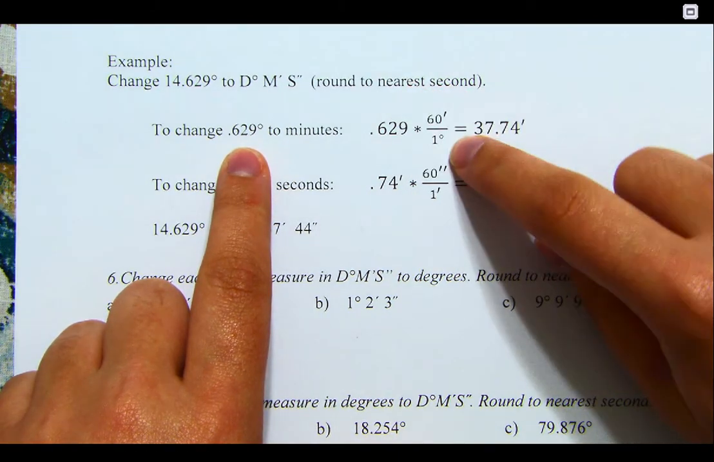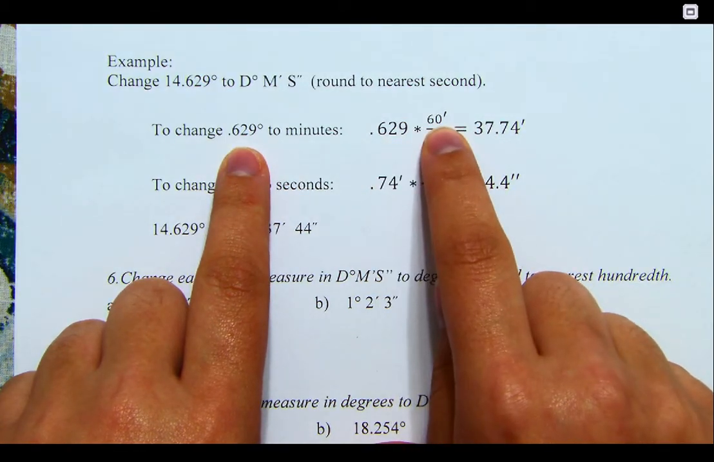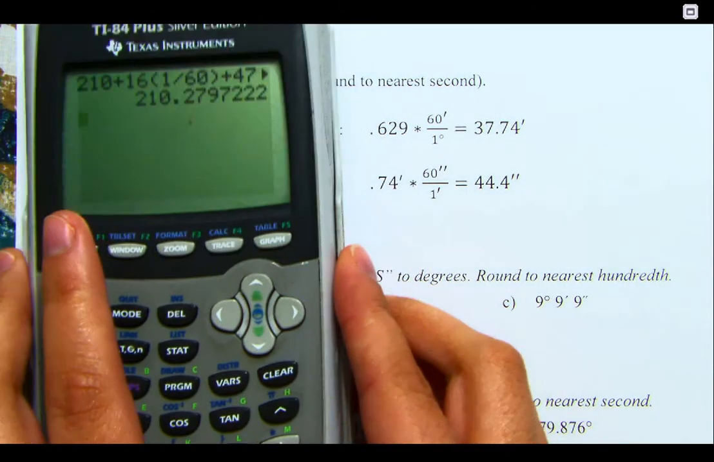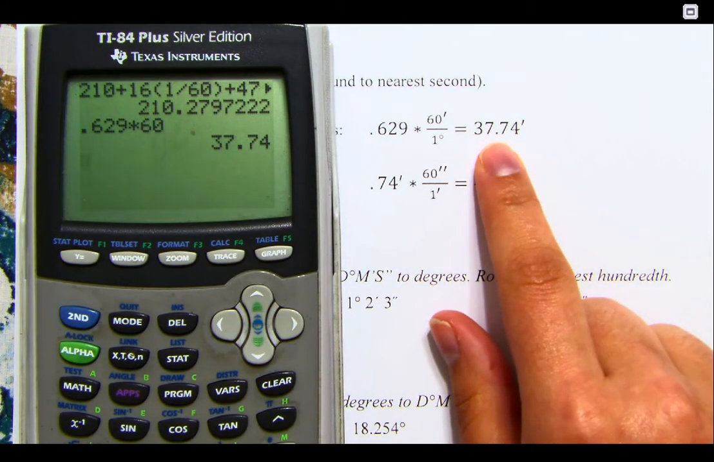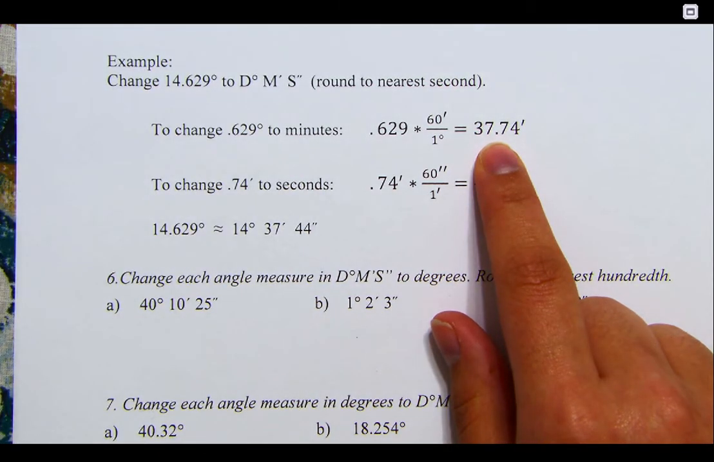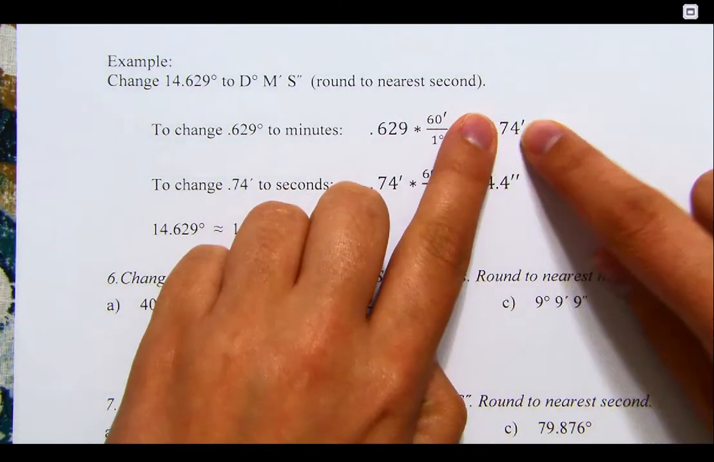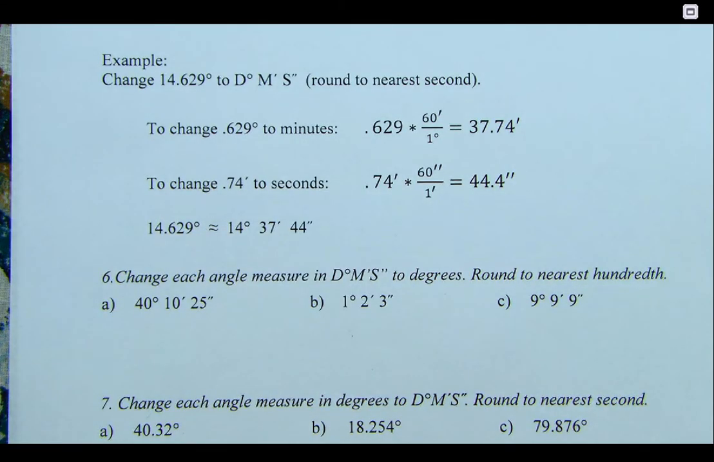Our degree symbols cancel. So really we're just taking this times 60. And again, we're doing that right on the calculator. So 0.629 times 60. So that's where this 37.74 is coming from. Okay. So now, since we need the seconds, we're going to take this decimal in our minute, and we're going to convert that into seconds.